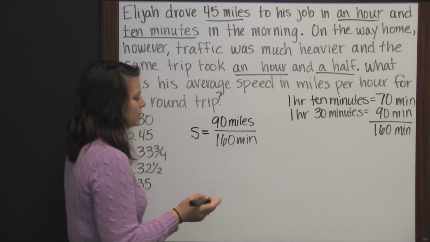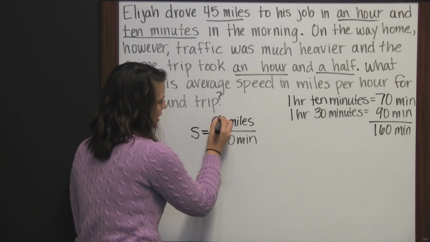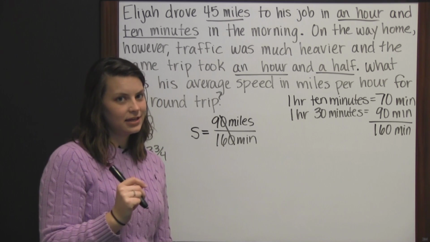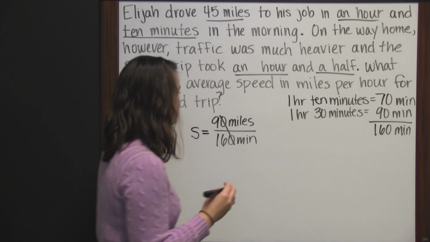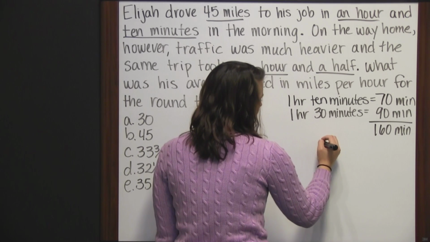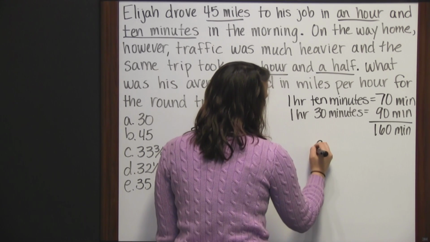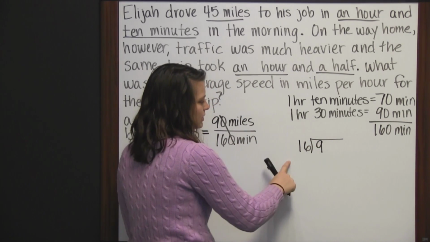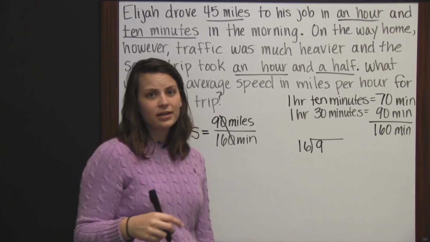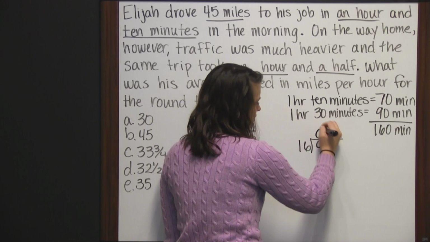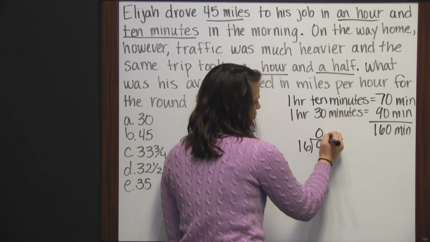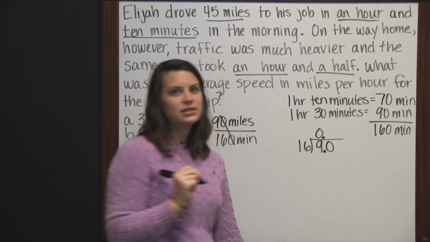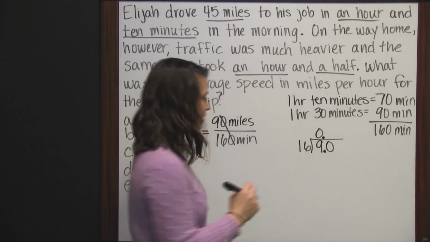Well, the first thing I could do to simplify this is I could cancel a 0. So now it's just 9 divided by 16, which will be a lot easier to work with. So I have 9 divided by 16. 16 doesn't go into 9 at all. That's 0, which means I'm going to need to add a decimal and a 0. 16 goes into 90 5 times.